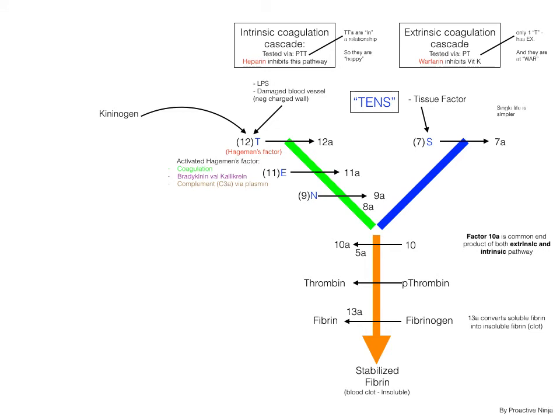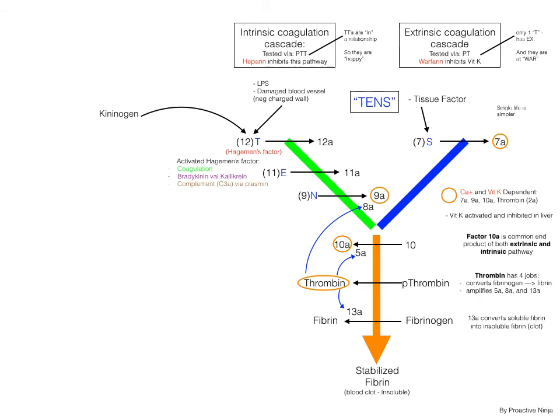Now, many of these factors require calcium or vitamin K to be activated. So you have your calcium and vitamin K dependent factors, which are your 2, 7, 9, and 10. 2 is actually thrombin, so thrombin is 2A, and vitamin K is activated and inhibited in the liver. Warfarin affects it in the liver. Thrombin, we saw, can convert fibrinogen into fibrin. It is also responsible for the amplification of this common pathway by producing more factors 5, 8, and 13A.